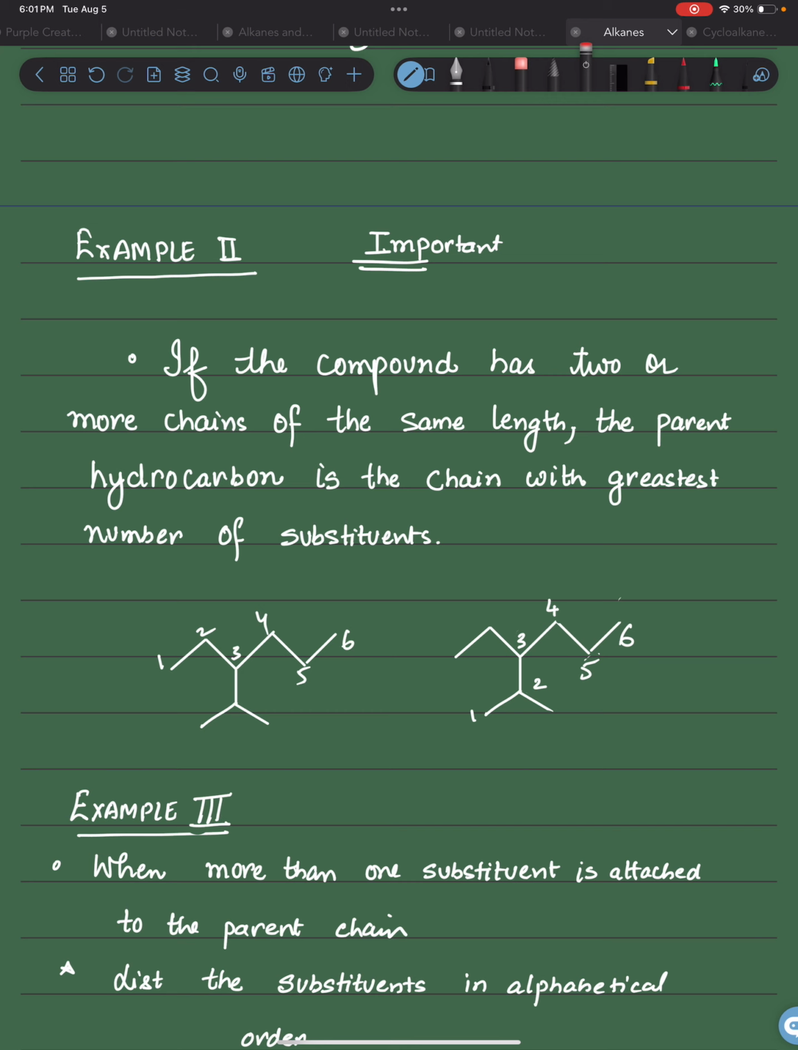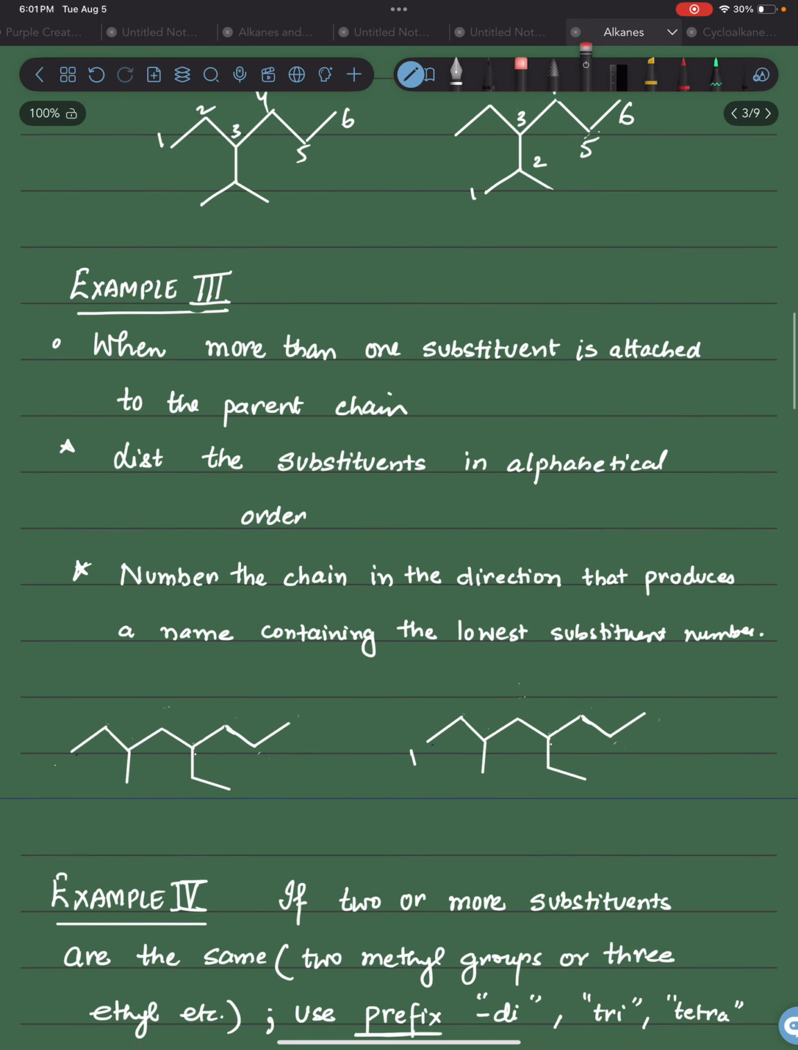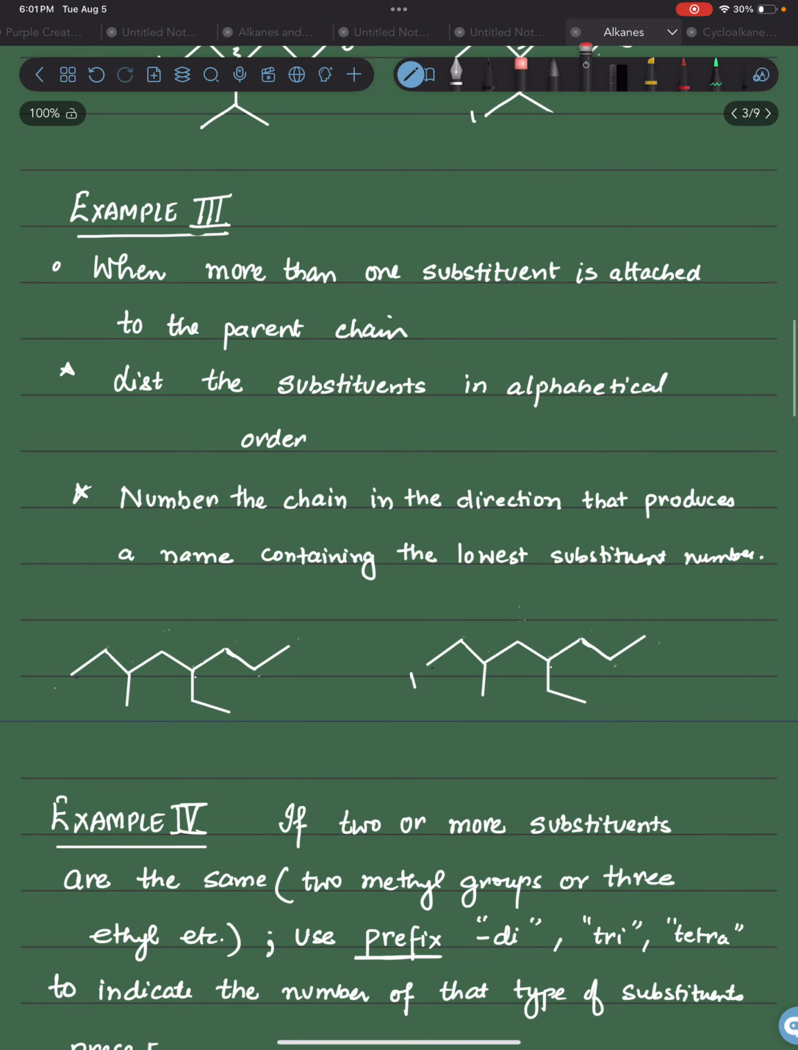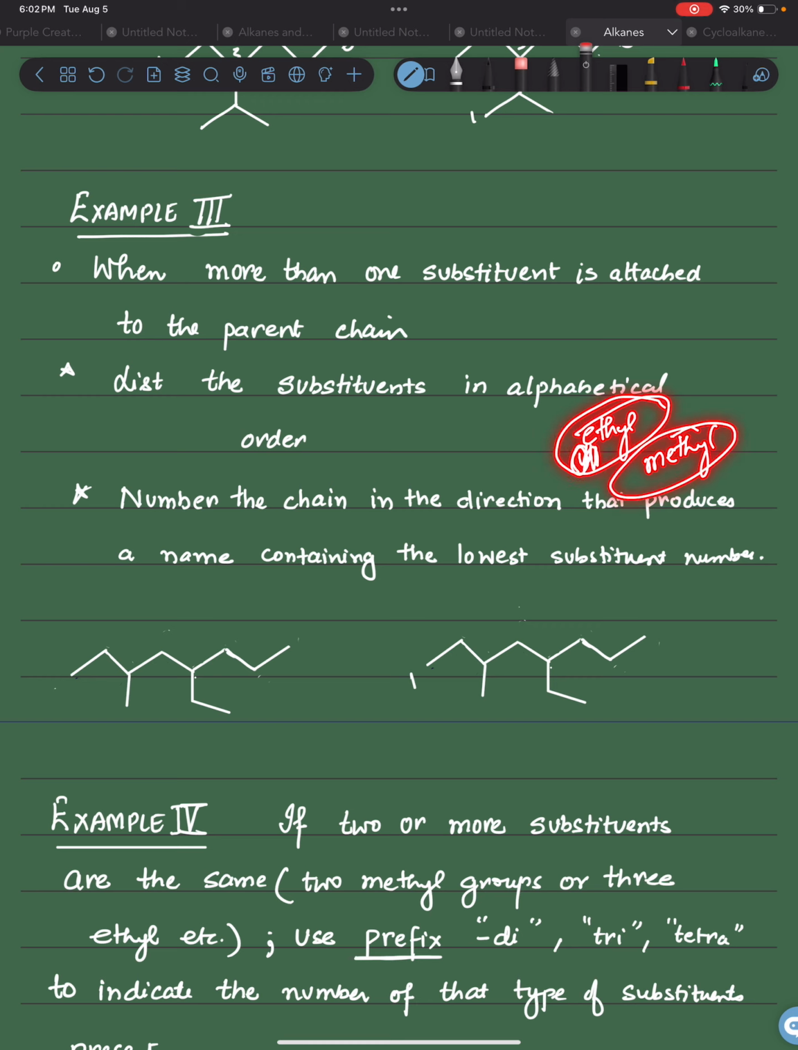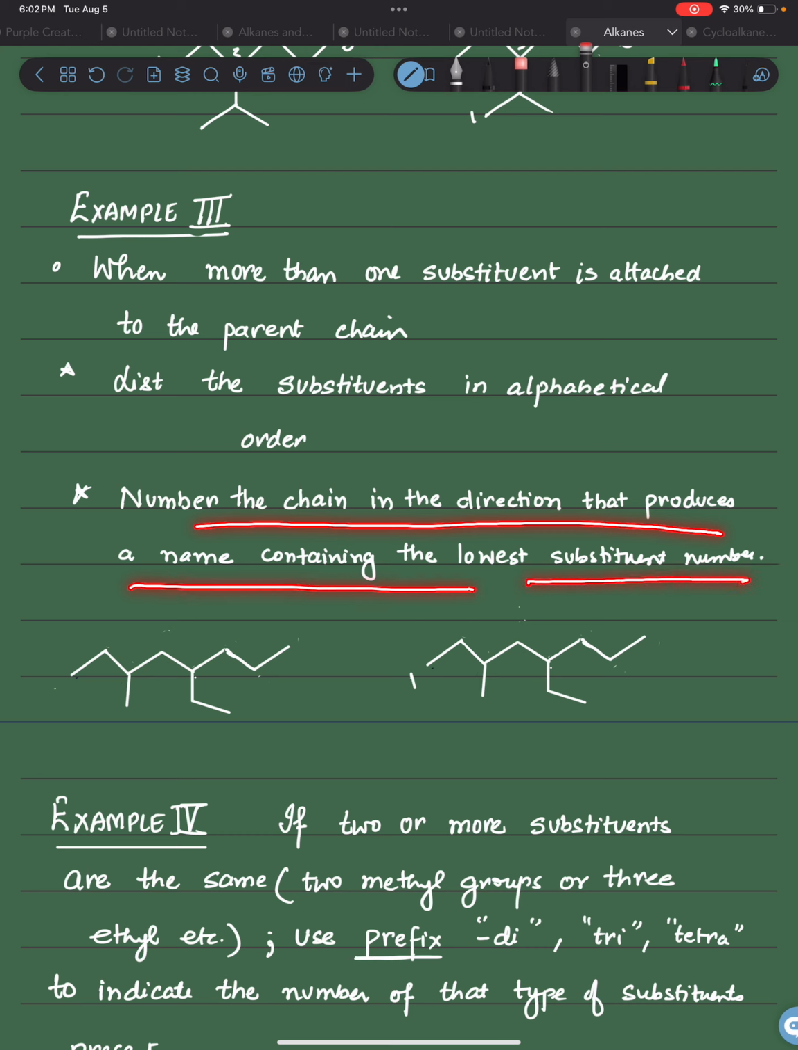Fine. Now let's go to the next example. When you have more than one substituent attached to the parent chain, list the substituents in the alphabetical order. What does that mean? It means if you have ethyl substituent and methyl substituent, ethyl would get precedence over methyl because E comes earlier in the alphabet as compared to M. And then number the chain in the direction that produces a name containing the lowest substituent number.